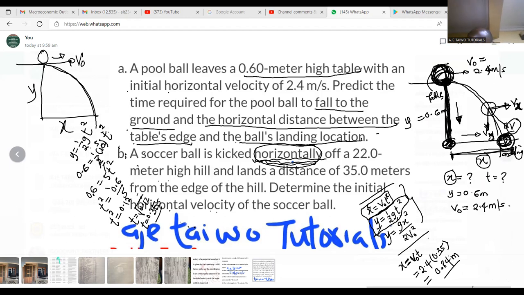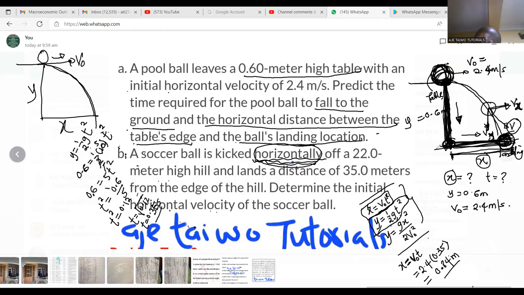Don't forget that projectile motion, any motion of a projectile, consists of two independent motions. We have said that. What are these two independent motions? Vertical motion with constant acceleration, horizontal motion with zero acceleration. Every projectile motion has two parts, vertical component and horizontal component.